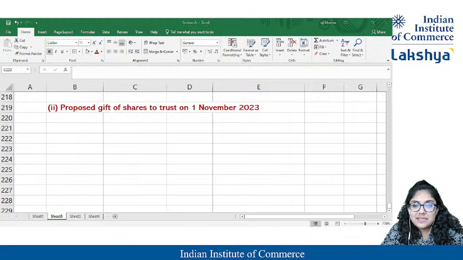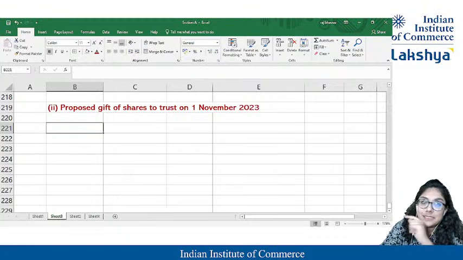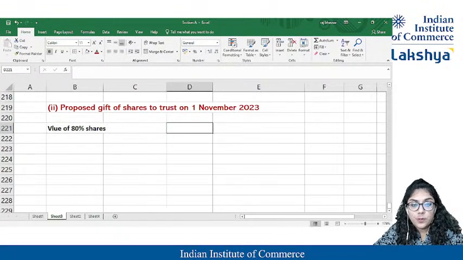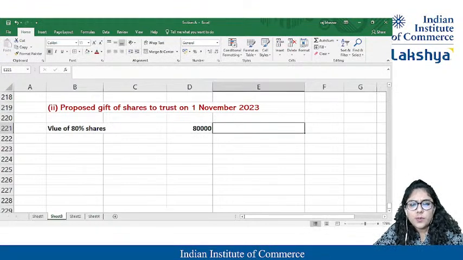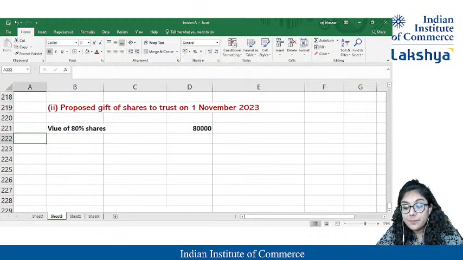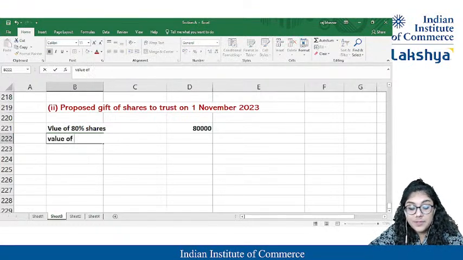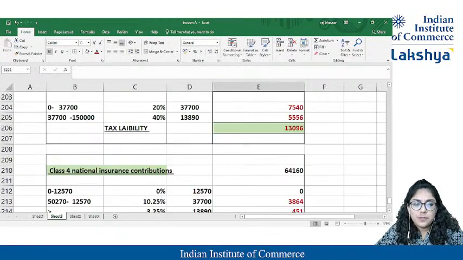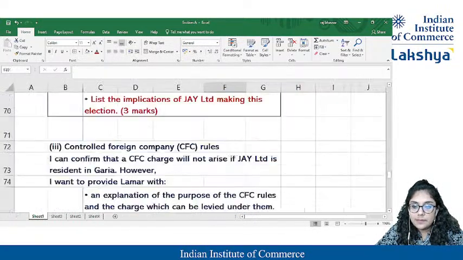It's easy. Proposed gift on this date. First and foremost, what I need to do is write the value of the 80% shares. 80,000 shares it was, guys. What was the price? Then you gave 20,000 or 20%, but I don't know the value of that 20%, so I need to subtract. So you can take the value of the 60% shares you have. Can I get the value, guys?